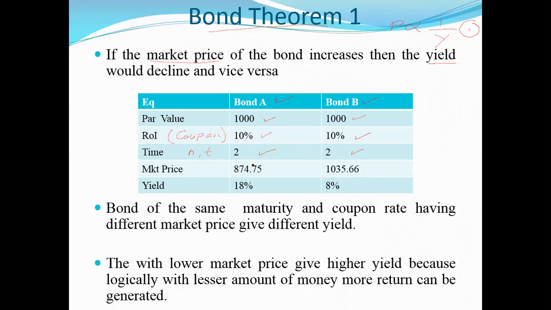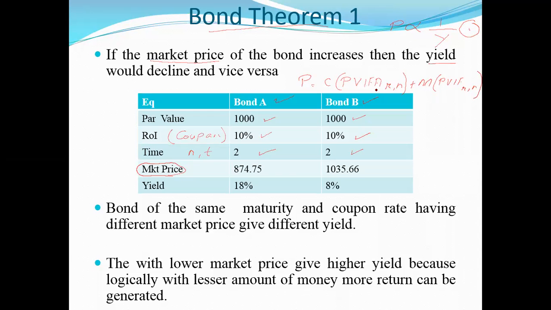Now, this is what we have to understand. We have to calculate what should be the market price of the bond. To calculate this, I'm going to use the formula P is equal to C into the bracket, present value interest factor annuity for R and N number of years, plus M into the bracket, present value interest factor for R and N.